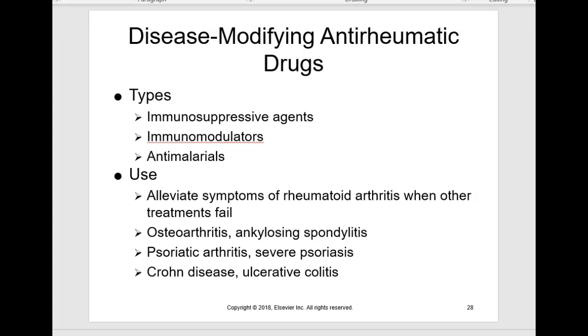So if the physician isn't having much luck with the medications they're trying, they might use these stronger medications, immunosuppressives and immunomodulators, that will turn down the patient's own immune system, because it's actually the patient's own immune system that's causing the problem in their bodies.